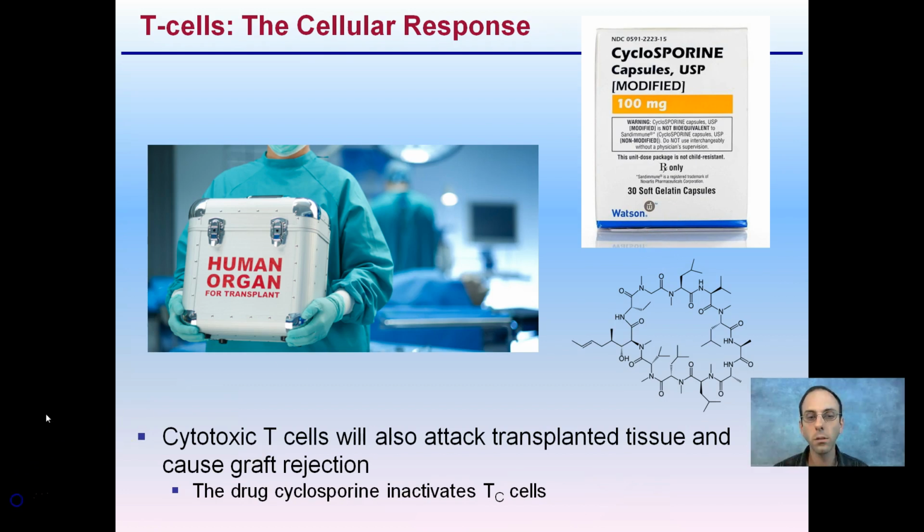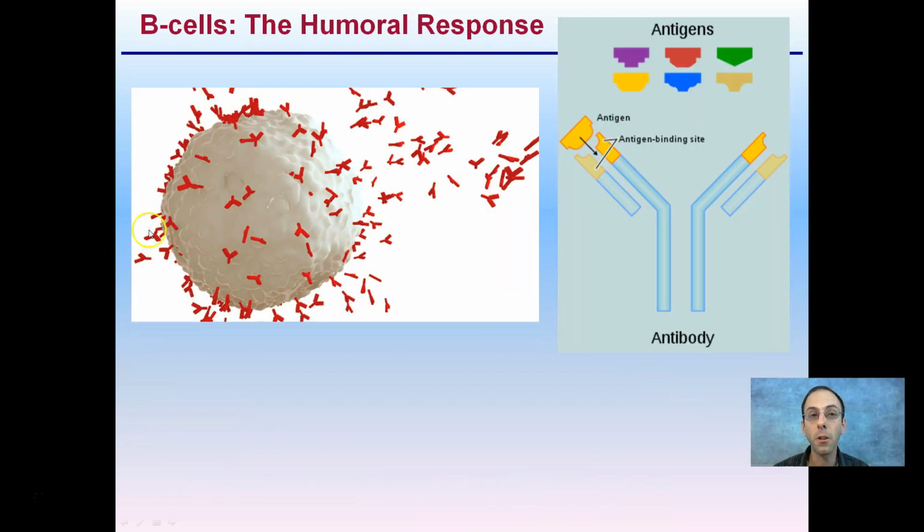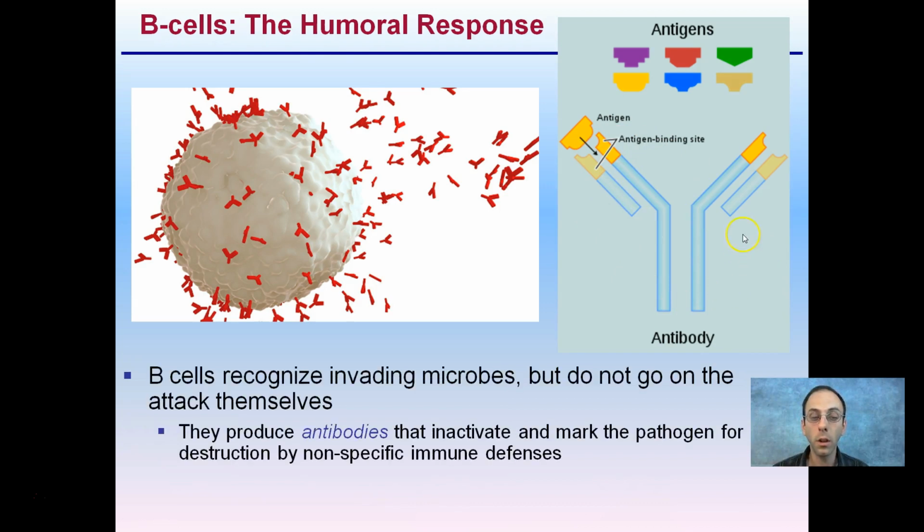Now, B cells are responsible for the humoral response. They have antigens here and antibodies are the key part of what they produce. So B cells recognize invading microbes but do not go on the attack themselves. B cells are responsible for producing antibodies that inactivate and mark pathogens for destruction by non-specific immune defenses. So here we see a B cell producing a lot of antibodies. These antibodies will have very specific ends here to bind to very specific antigens.